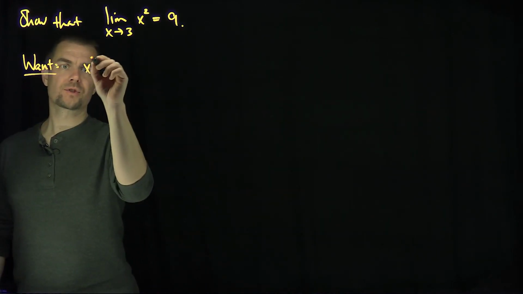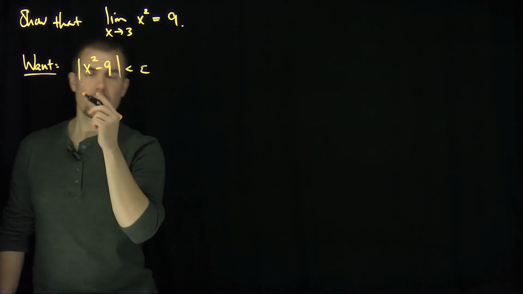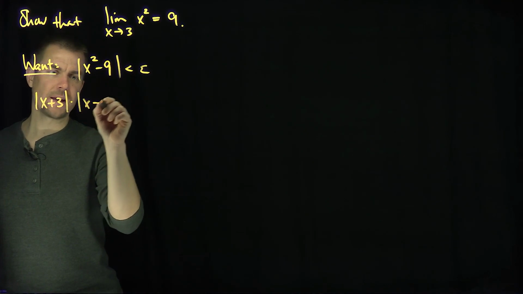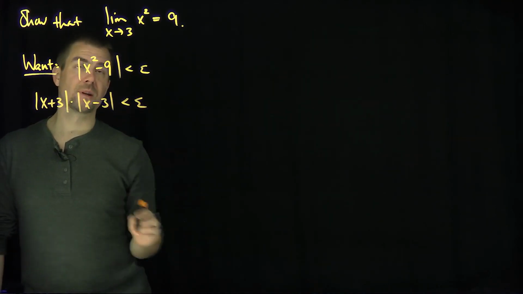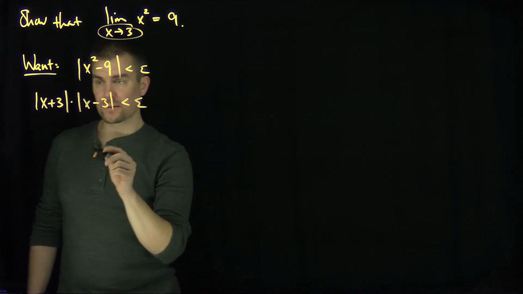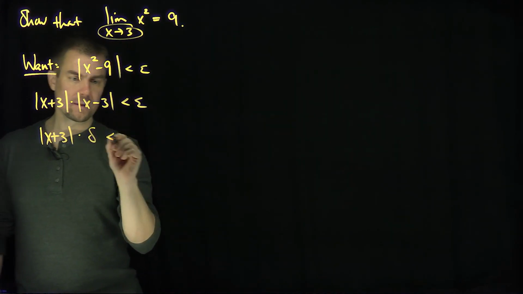What we want: I want x squared minus 9, my function minus my limit, to be less than epsilon. This, of course, is x plus 3 times x minus 3. I want that to be less than epsilon. And remember that as x goes to 3, the absolute value of x minus 3 is less than delta. So I'm going to have an x plus 3, and then over here I have a delta, less than epsilon.